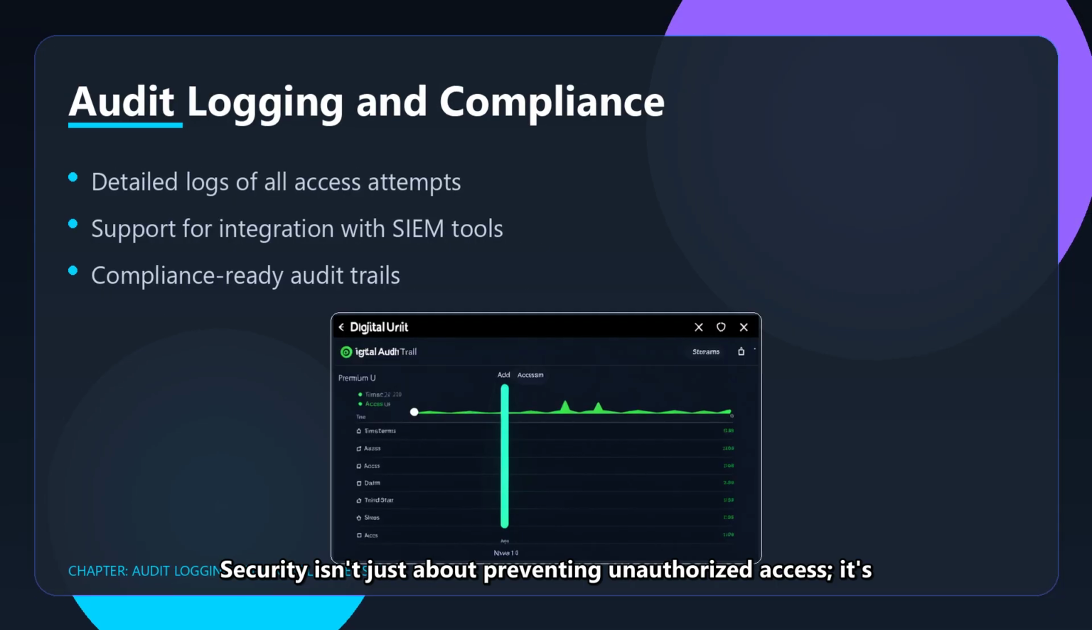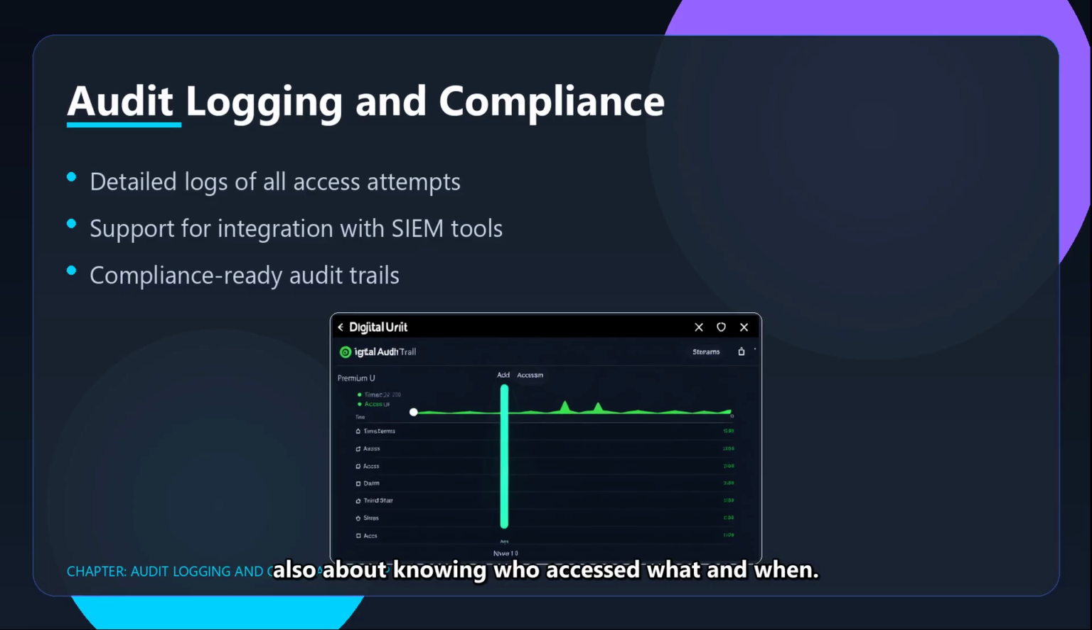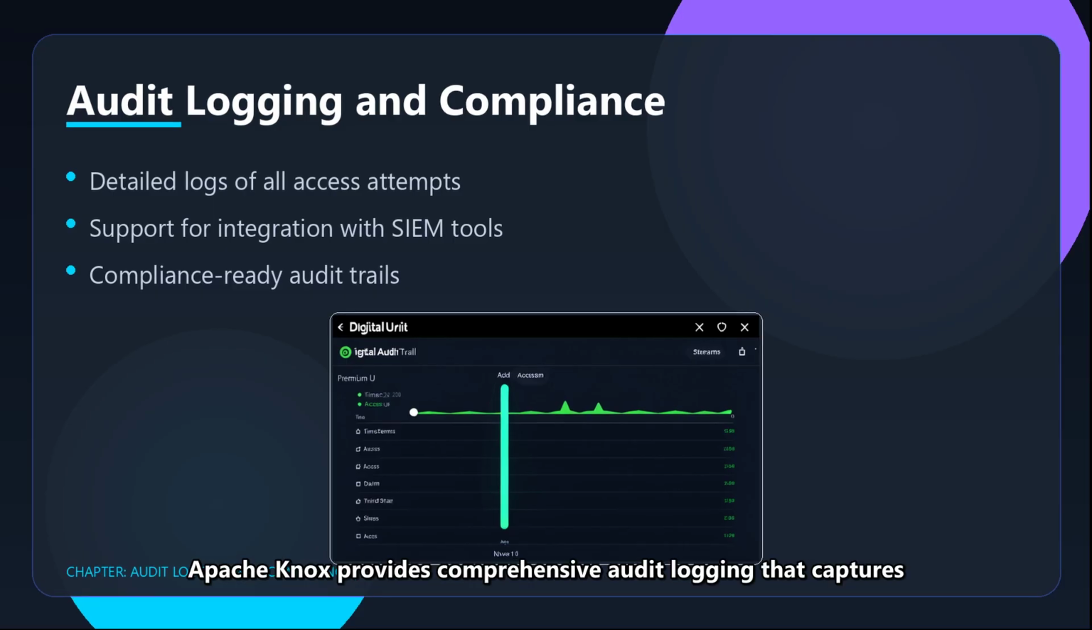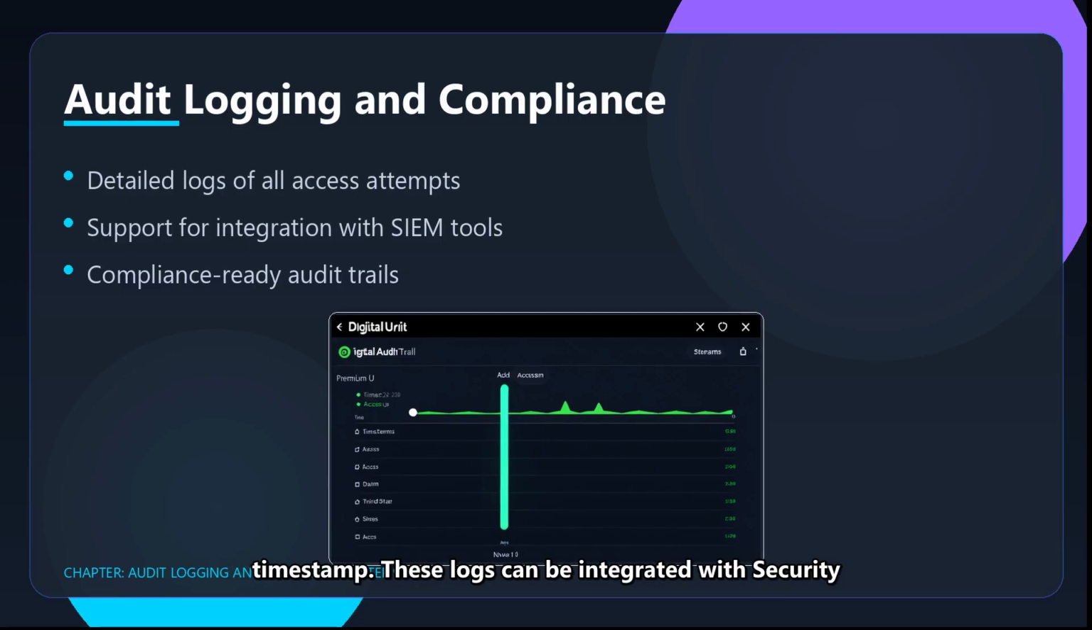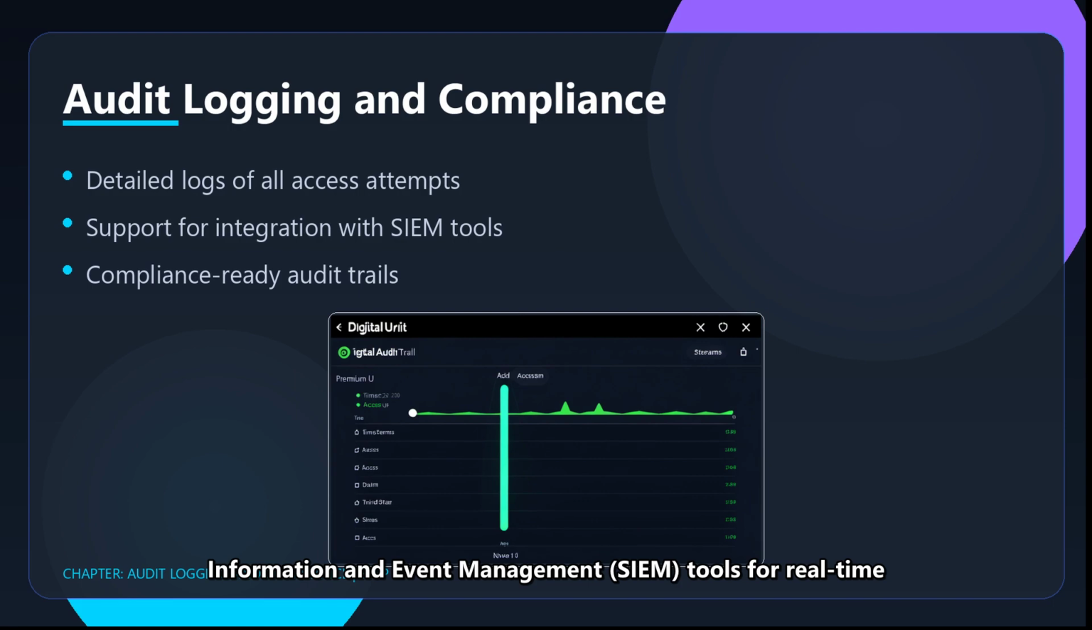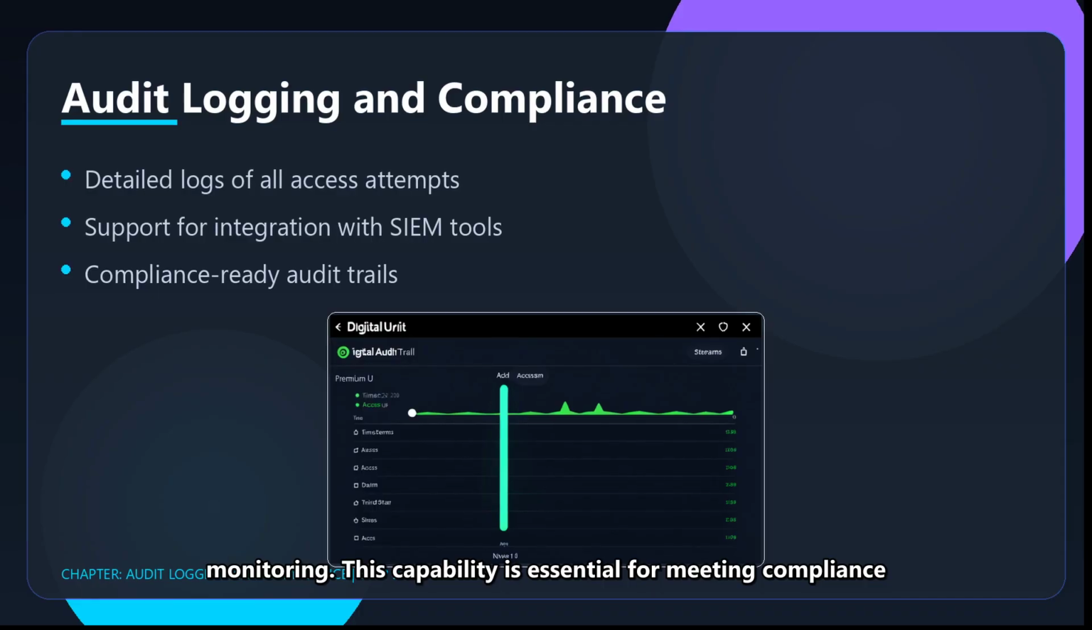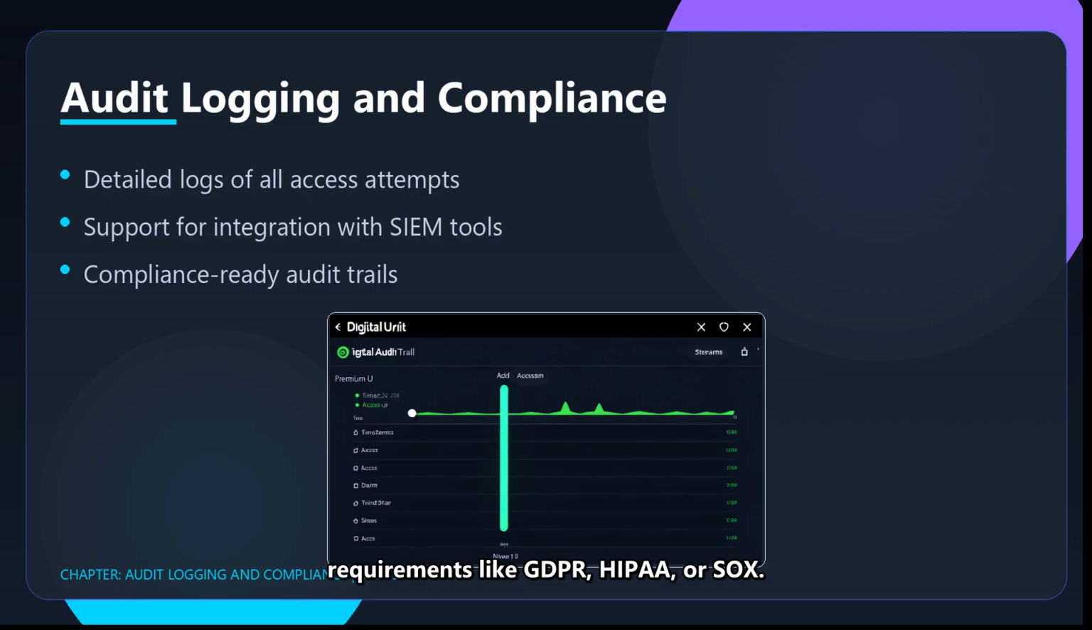Security isn't just about preventing unauthorized access. It's also about knowing who accessed what and when. Apache Knox provides comprehensive audit logging that captures every request, including user identity, service accessed, and timestamp. These logs can be integrated with security information and event management (SIEM) tools for real-time monitoring. This capability is essential for meeting compliance requirements like GDPR, HIPAA, or SOX.